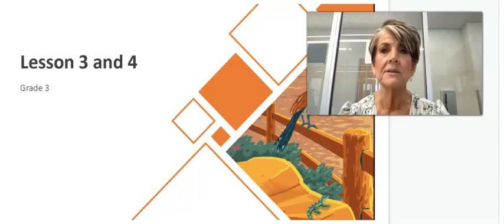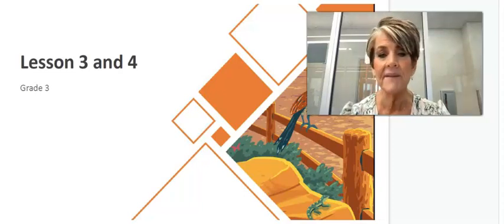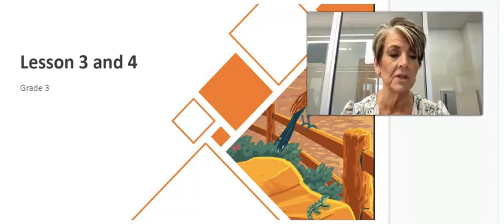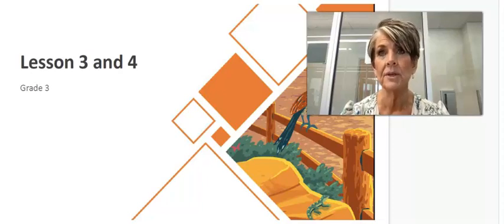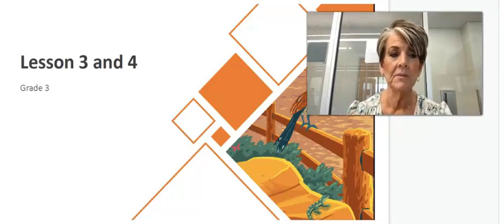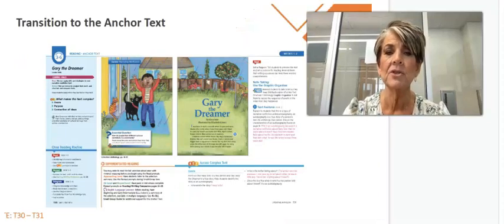this anchor text is the big piece of text. It is not found in the Reading Writing Companion. It is instead found in the Student Anthology, which is the hardback book that you are receiving for your students. So let's begin with lessons 3 and 4. You will be transitioning to then that anchor text.